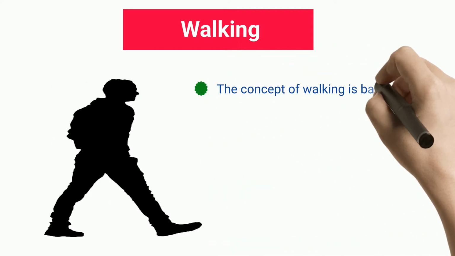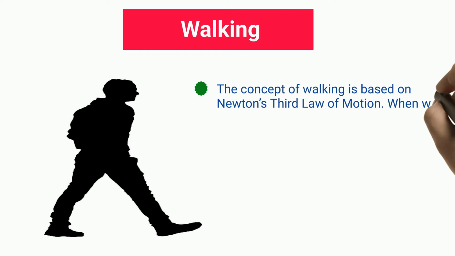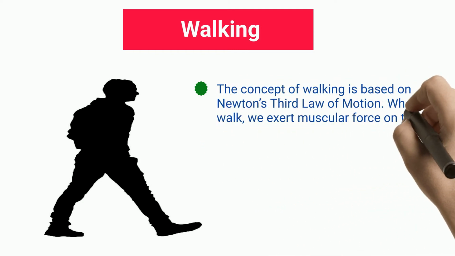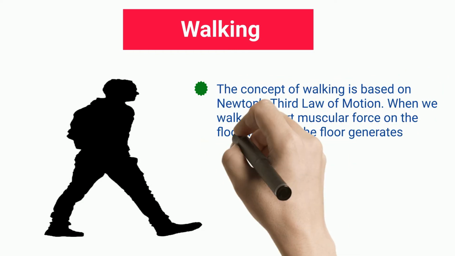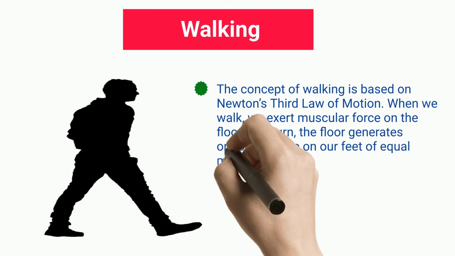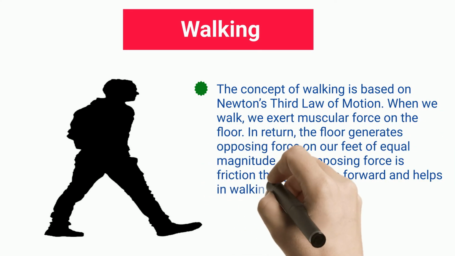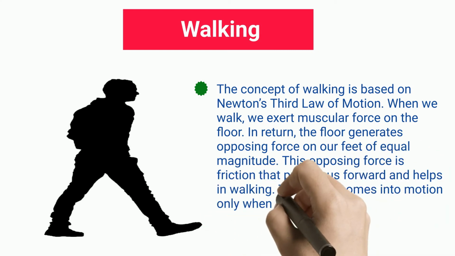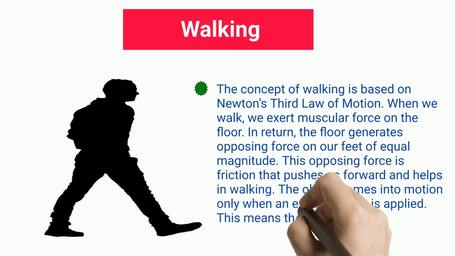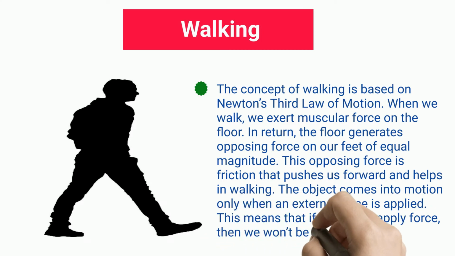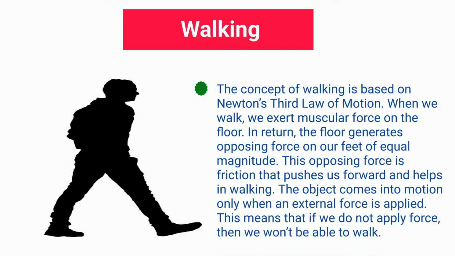Walking. The concept of walking is based on Newton's third law of motion. When we walk, we exert muscular force on the floor. In return, the floor generates an opposing force on our feet of equal magnitude. This opposing force is friction that pushes us forward and helps in walking. The object comes into motion only when an external force is applied. This means that if we do not apply force, then we won't be able to walk.